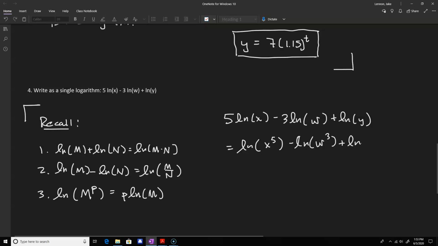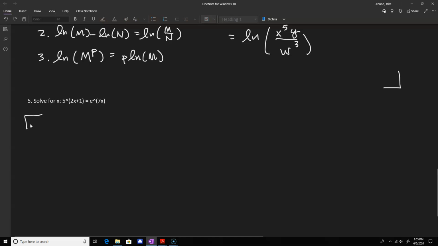And then we can put them together via the addition and subtraction. So this will end up being the natural log of x to the 5th times y over w to the 3rd power, utilizing properties 1 and 2. And that's it. That's what you had to do to write it as a single logarithm. So let's move on to number 5.